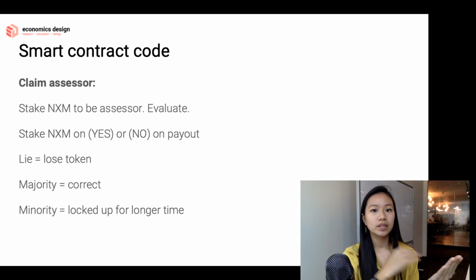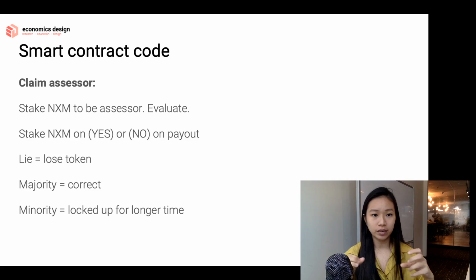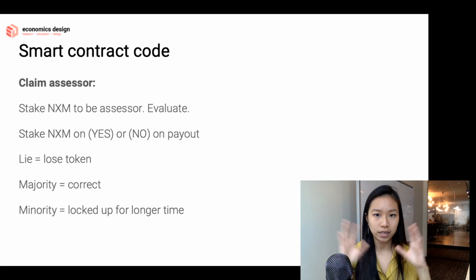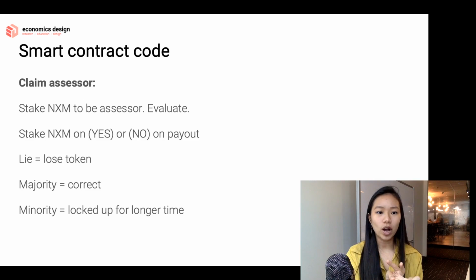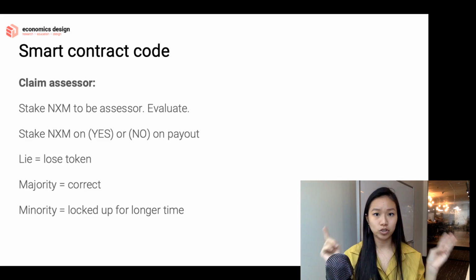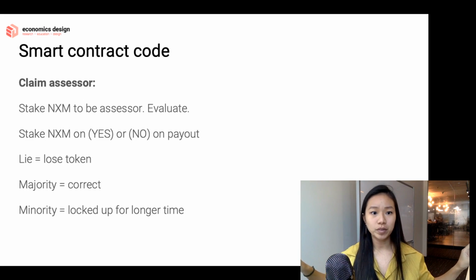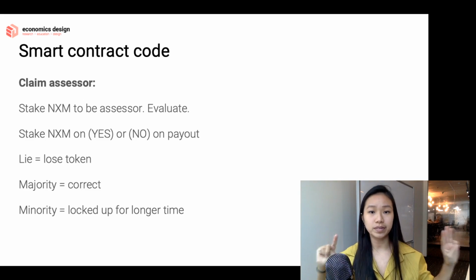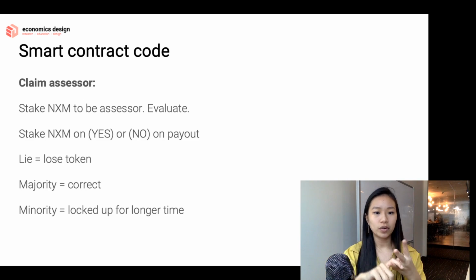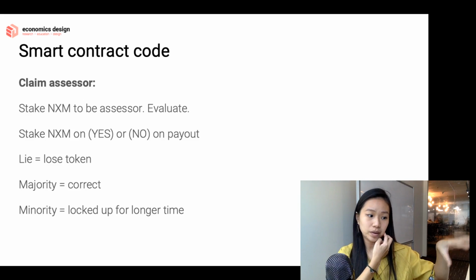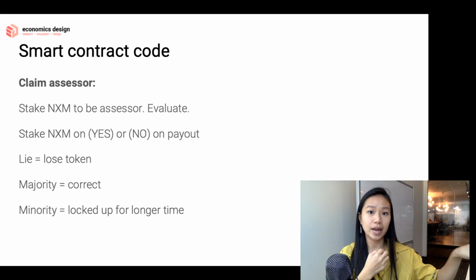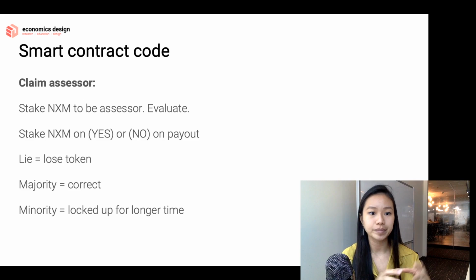Based on that, everyone will be voting, and the votes will be weighted. There are three outcomes. The first outcome is that you are part of the majority. I think it's a 70% majority. So if 70% of people say that, yes, this person needs a payout, then, okay, you get back your tokens, and the person, the cover buyer, will be getting a payout.